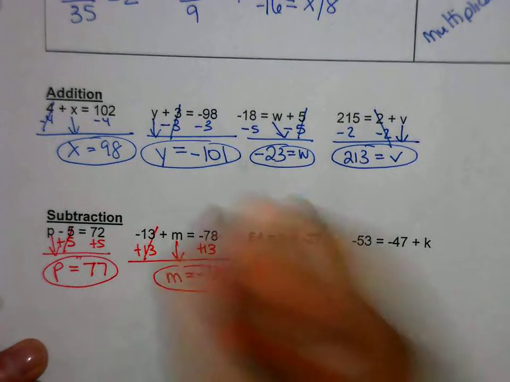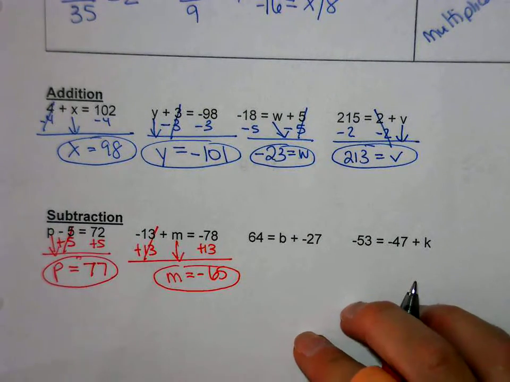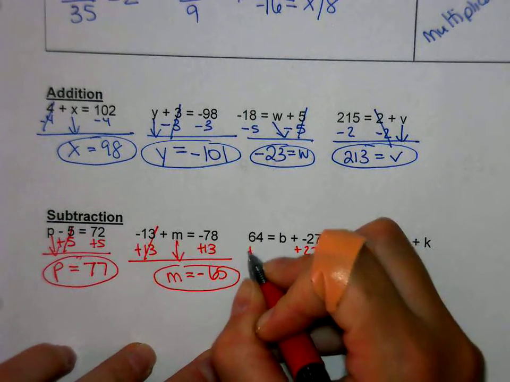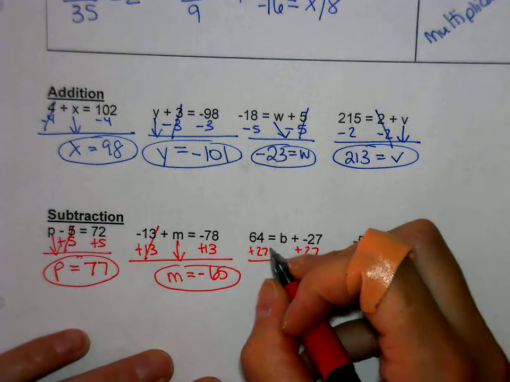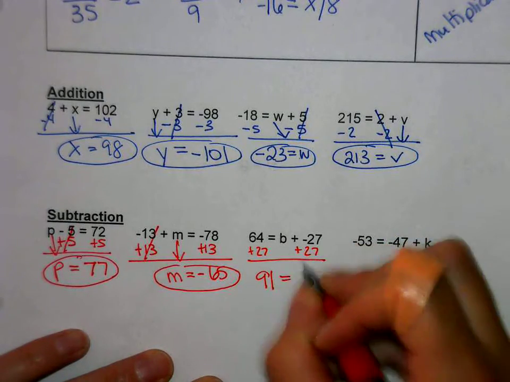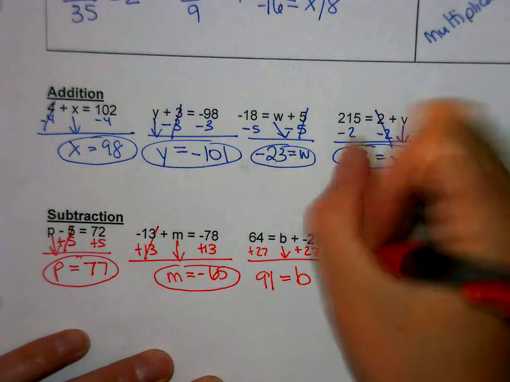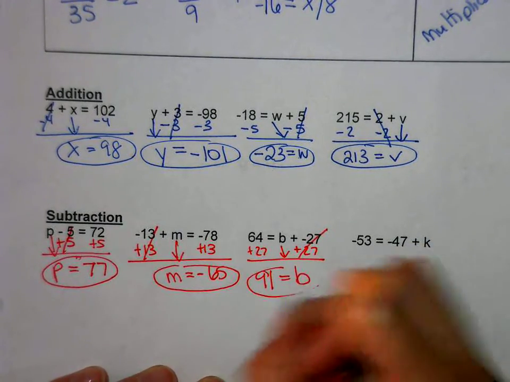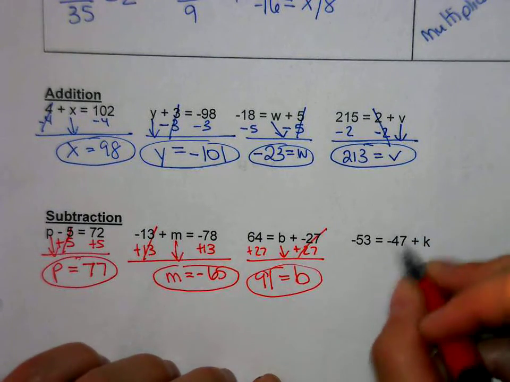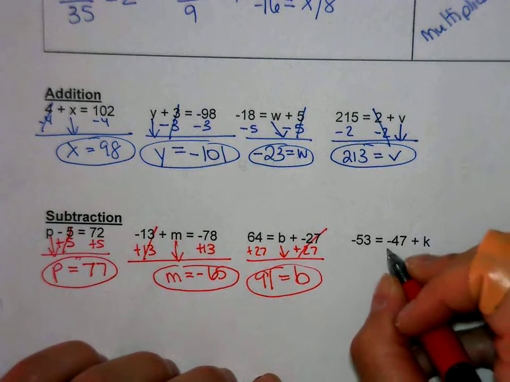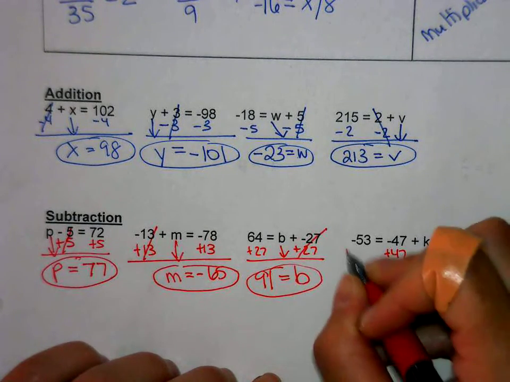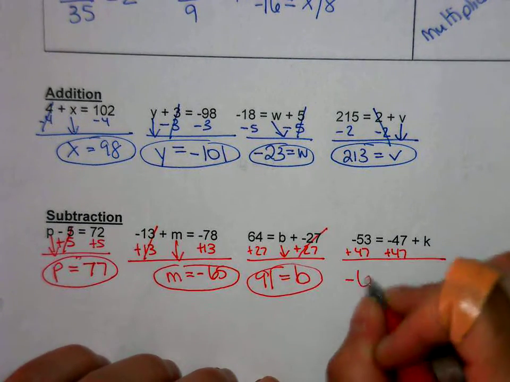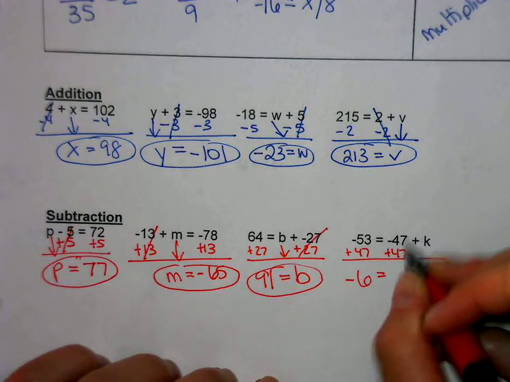Here we're subtracting 27 from b. So we want to add 27. 64 plus 27 is 91. Bring down our b. Negative 27 plus 27 cancels out to 0. We're adding a negative 47 to k, so we're going to add 47 to both sides. Negative 53 plus 47 is negative 6. Negative 47 plus 47 is 0. They cancel out. k drops down.